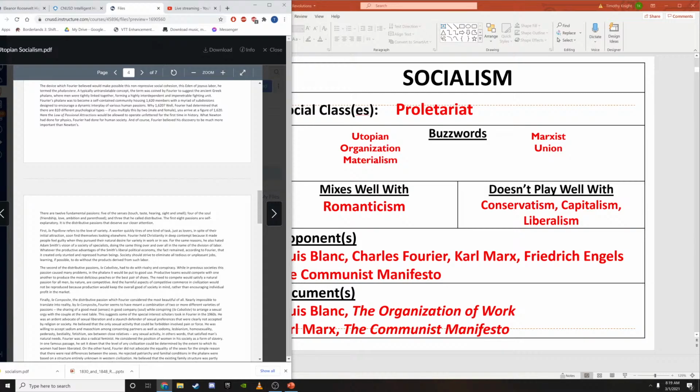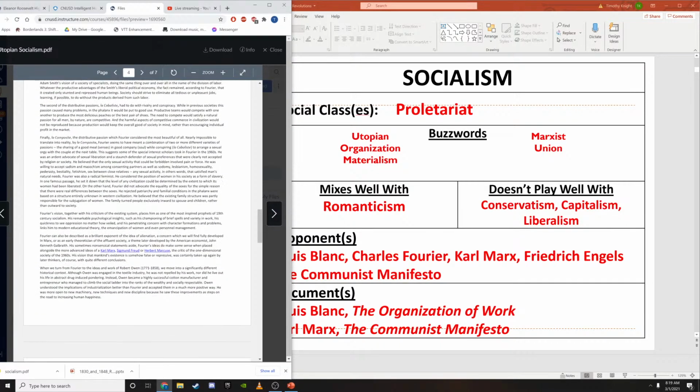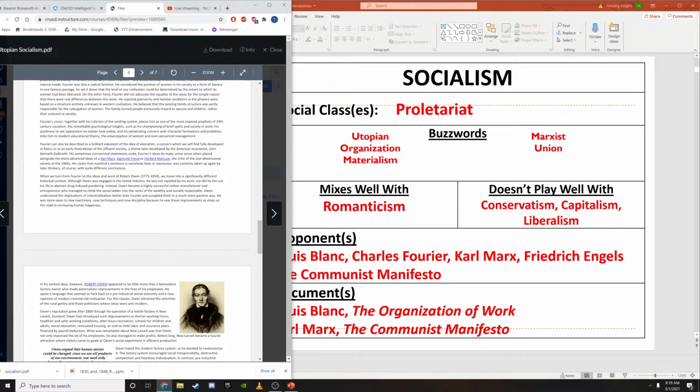And it goes on to talk about that, but I'm going to skip over that part. All right? And we're going to skip down to this bottom paragraph right here.